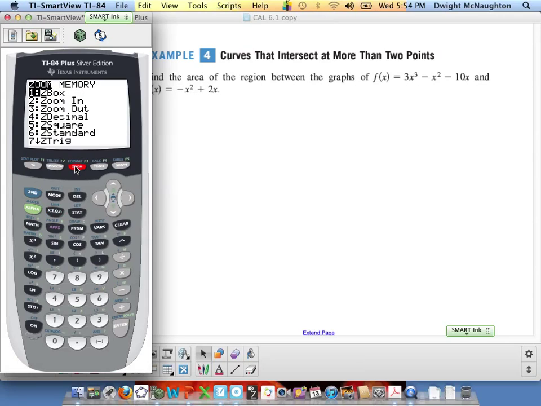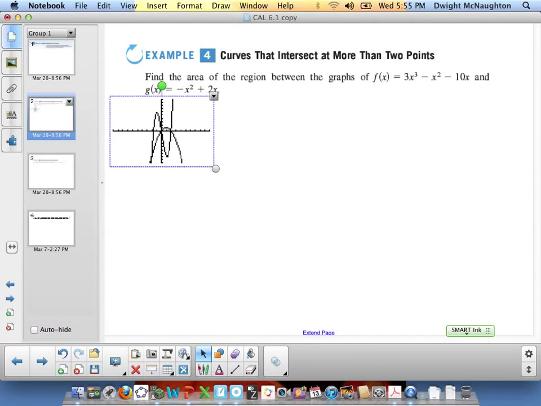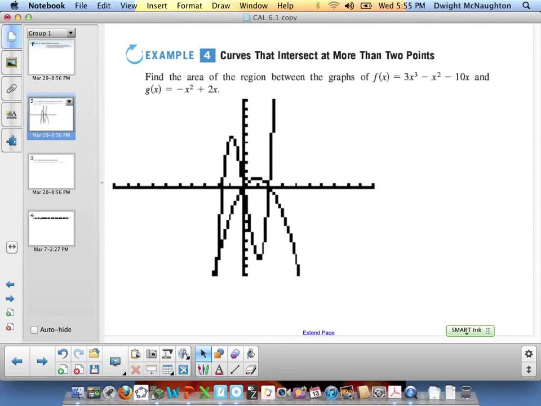Zoom to a standard window. That's the window that best shows this. I graph that. So this is the window that shows it best. There's the cubic, there's the parabola, and we can see they intersect at 2 points. All right?